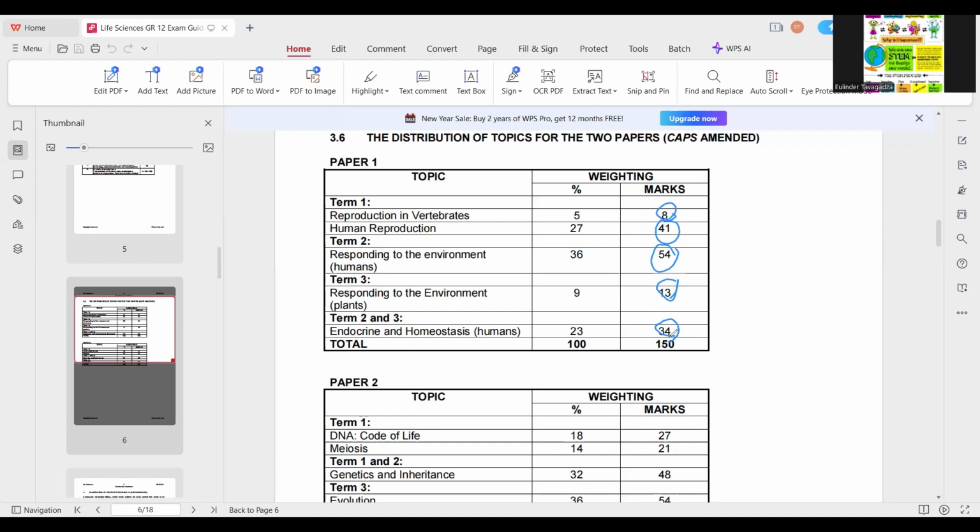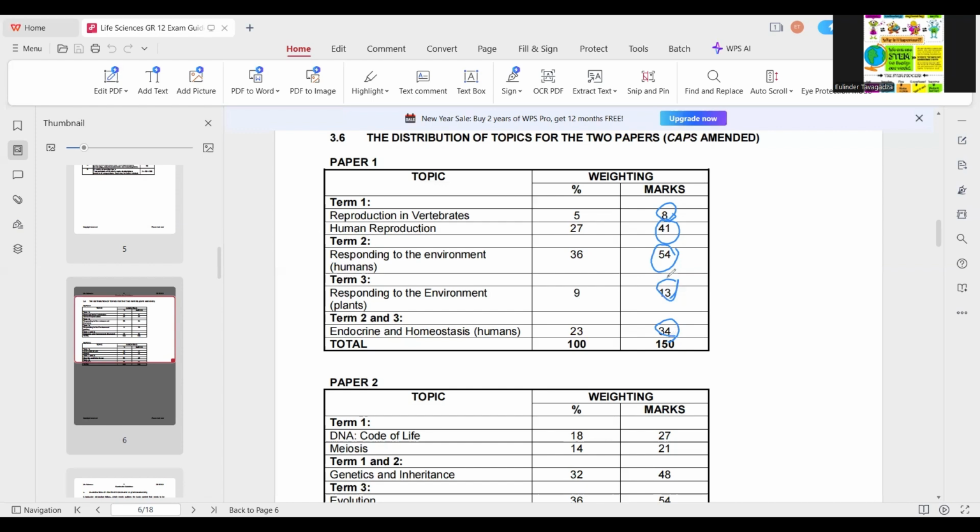So these are the topics that you find in paper 1 on your final exam. Which means you're going to learn reproduction in vertebrates, term 1, human reproduction, term 1, then term 2, responding to the environment in plants, then endocrine and homeostasis, that is term 2 and 3.